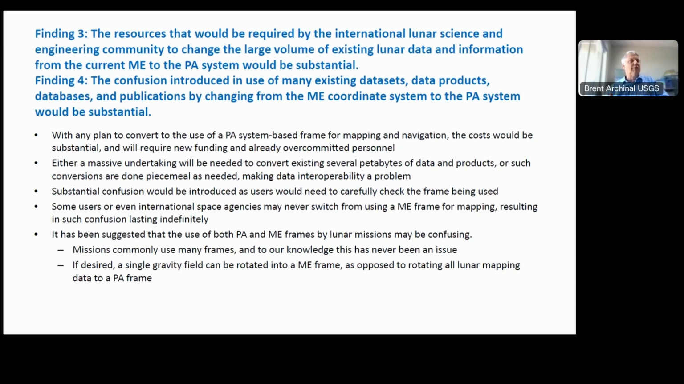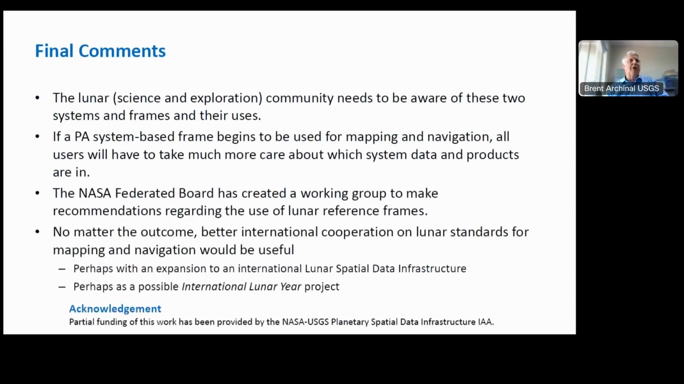One final point is that it has been proposed that the current use of 2 different frames for lunar missions may be confusing, but these missions use many frames. To our knowledge, this hasn't been an issue that's been reported. And also, if there's a desire to use one frame, a single gravity field could be rotated into an ME frame and that used, as opposed to rotating lunar mapping into a PA frame. So we'll go on to the final slide here, just to have some final comments.